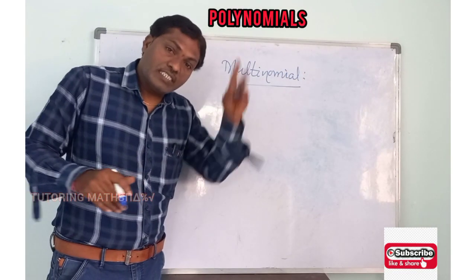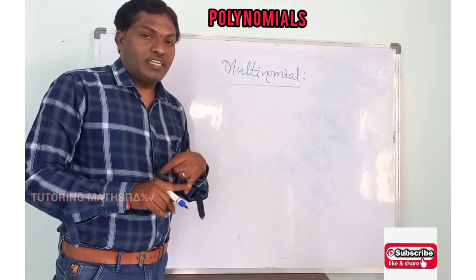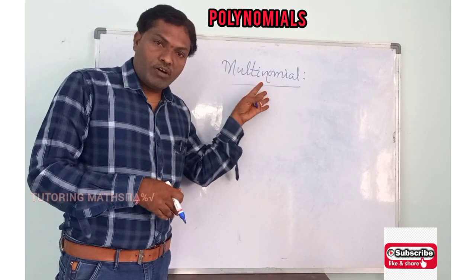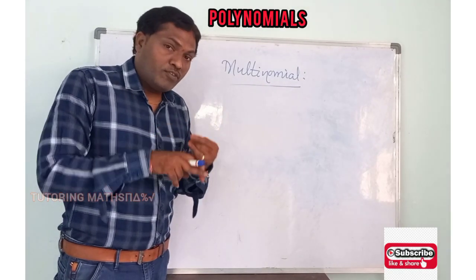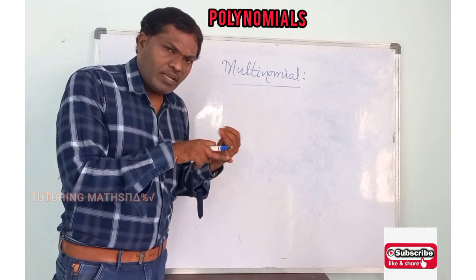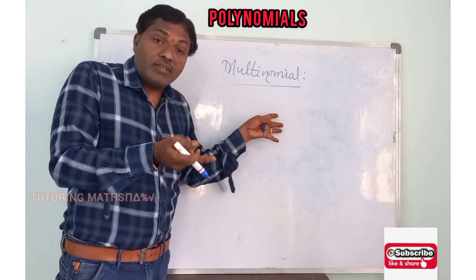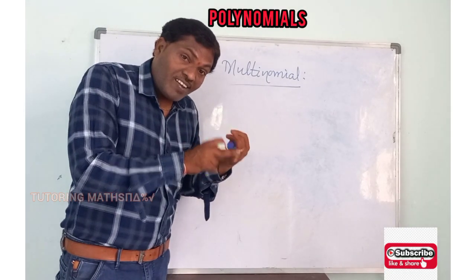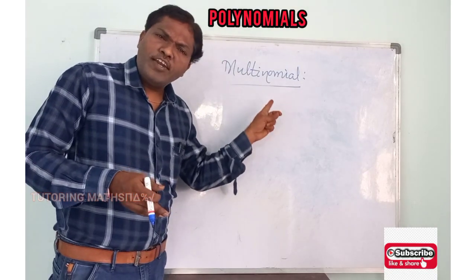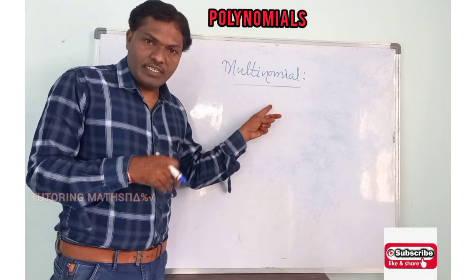Already we have discussed in the introduction, polynomials introduction part 1, the types of polynomials. In that we have discussed multinomial. But once again, we are going to discuss the main difference. If a polynomial is given, then we have to identify whether it is a polynomial or multinomial or both. All polynomials may not be multinomials, isn't it?